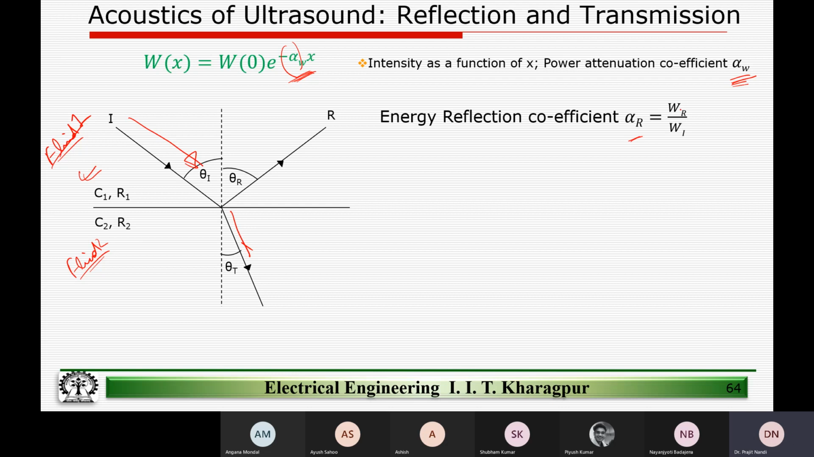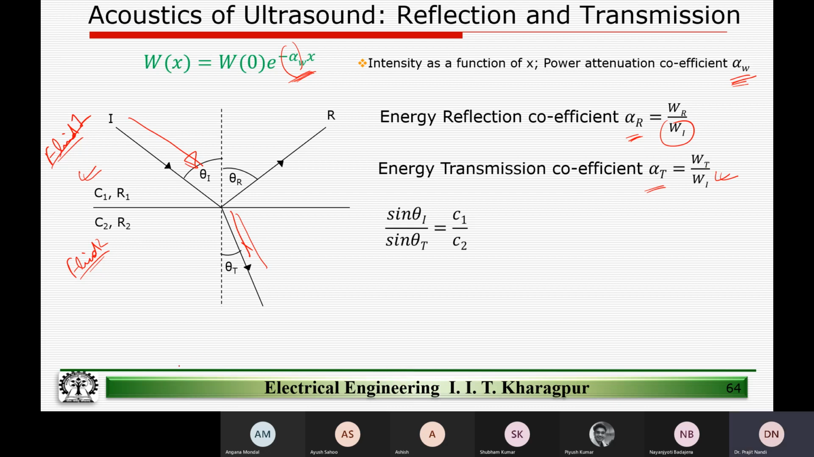What is the reflection coefficient? That is given by the intensity of the wave that is reflected divided by the intensity of the wave that is incident on it, right? It's pretty straightforward. Similarly, the transmission coefficient is given by the energy or intensity that is transmitted into the next medium divided by the intensity that is incident on the medium, right? So WR by WI is alpha R, WT by WI is alpha T, right?